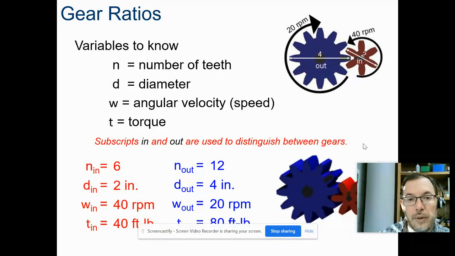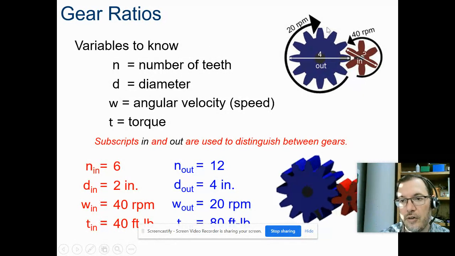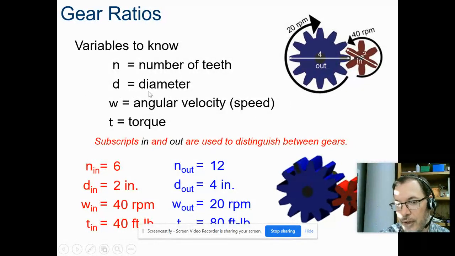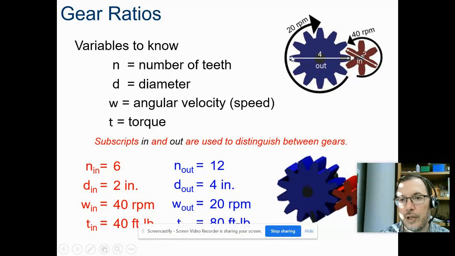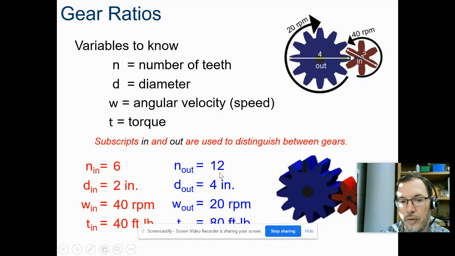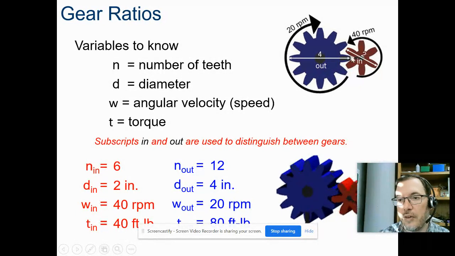So, for example, if we know something about the number of teeth of our gear train, we have these 2 gears that are meshing together, that can help us to figure out something about the angular velocity or about the torque. And so in this particular example, if we count the number of teeth of the blue gear, which they're telling us is our output gear, the number of teeth is 12. The number of teeth of my input gear, which is this red one, which has got the N there for input, is going to be 6.